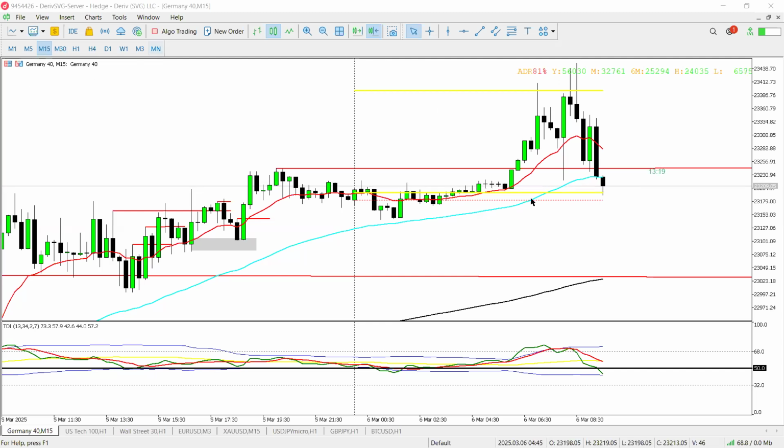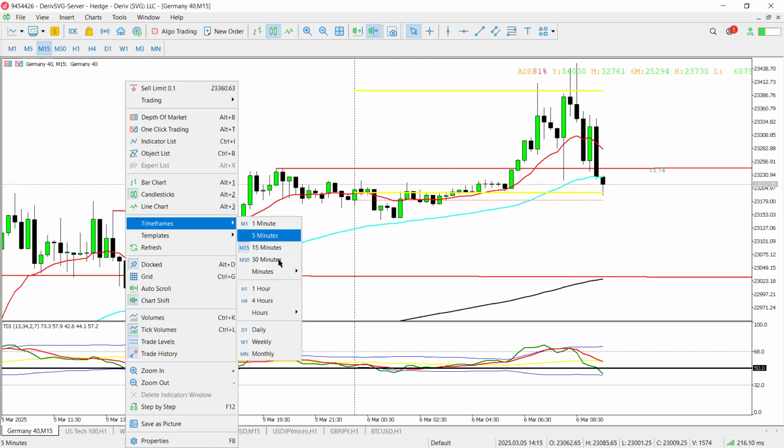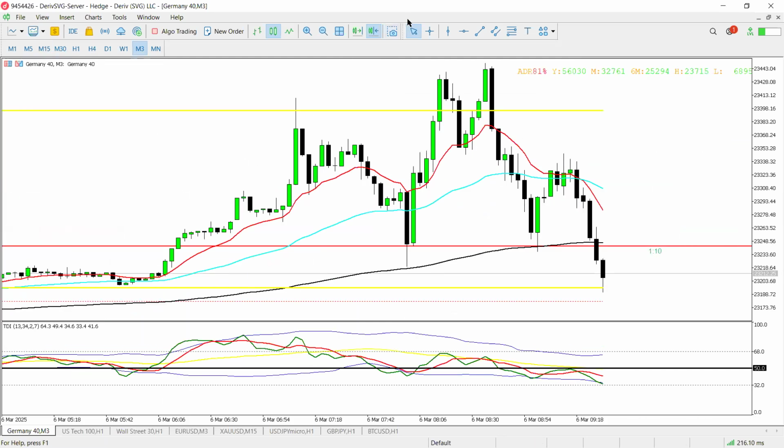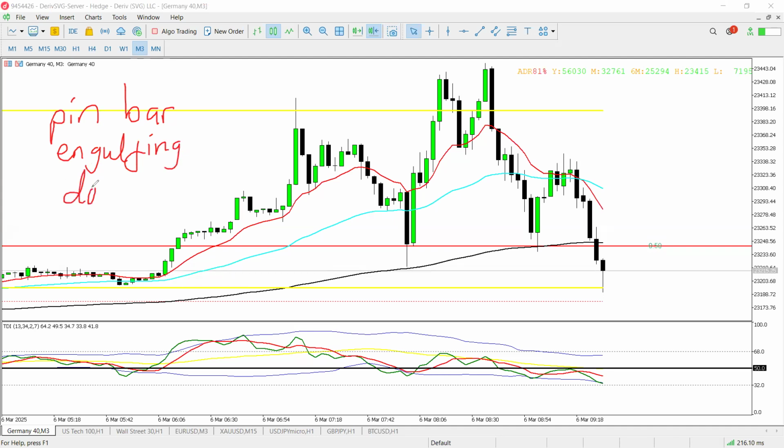So once I saw M15 rejecting the bottom here, I then jumped to my 3 minutes to now look for my entry triggers. So what are the entry triggers? My entry triggers are the famous four candlesticks which we use, which are: I need to either see a pin bar, I need to see an engulfing candle, I need to see a doji, any form of a doji, and I need to see an inside bar.